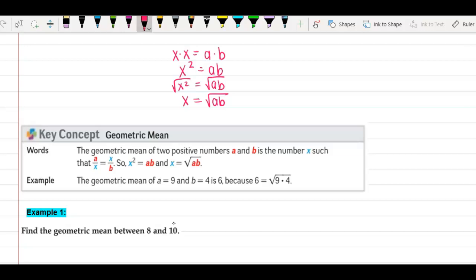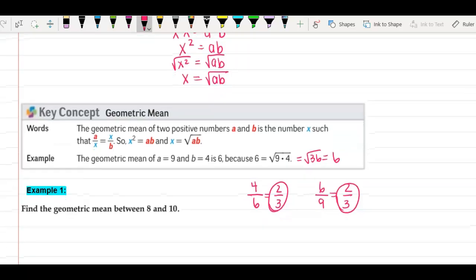So they did one here for you. They said, all right, what if we look at 9 and 4? So they did 9 times 4, which is 36, and the square root of 36 is 6. So if we put 4 over 6 and 6 over 9, 4 over 6 would simplify to 2/3. 6 over 9 would simplify to 2/3. And that's why this is the geometric mean, because those ratios with 6 are equal to the same thing.